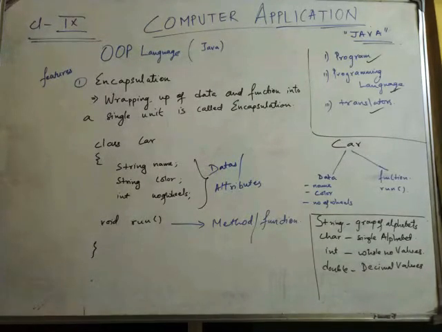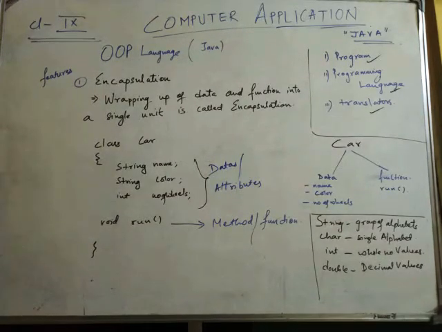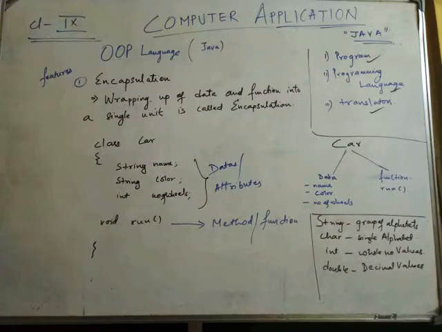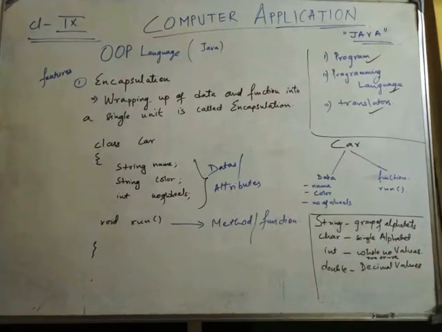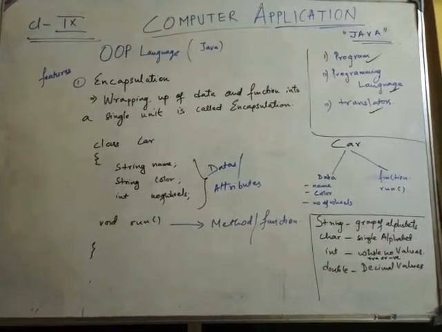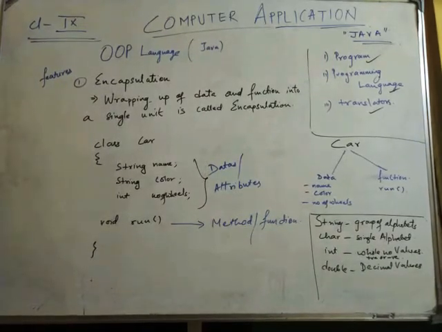For a group of alphabets, we use string, where S will be capital. Be very careful about the alphabets. String, S is capital there. Char for a single alphabet, C is in small letters. For whole number values, positive or negative, we use int, and for decimal values, we use double. So these are the things we need to at least remember for the time being. Later on we'll go into detail about this.